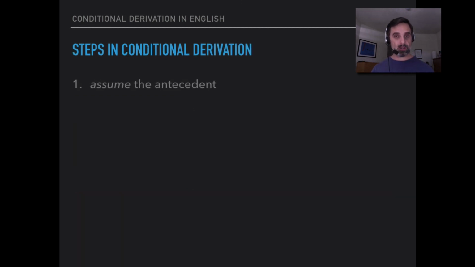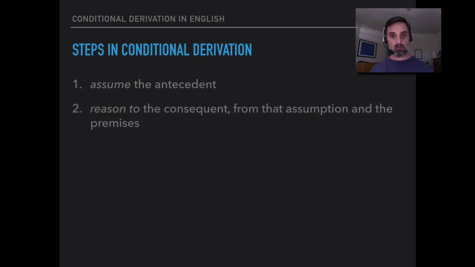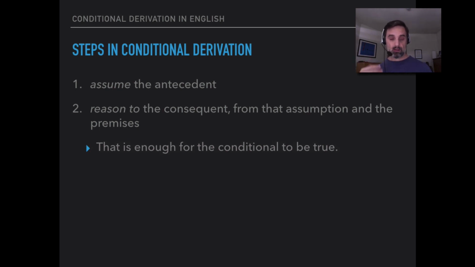So the steps in a conditional derivation: we assume the antecedent, we reason to the consequent from that assumption and the premises. And if we can get from the antecedent of the conditional and the premises to the consequent of the conditional, that means if the premises are true, then the conditional is true. And that means we can infer the conditional. So those are the steps of a conditional derivation in English. In the next video, we'll look at steps of conditional derivation in the formal system.